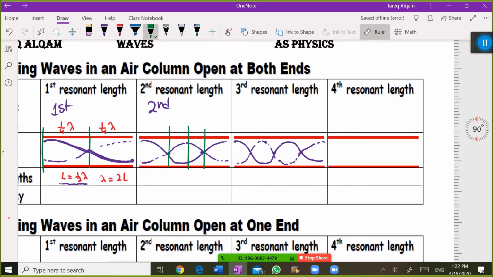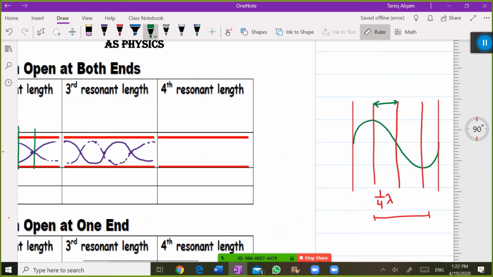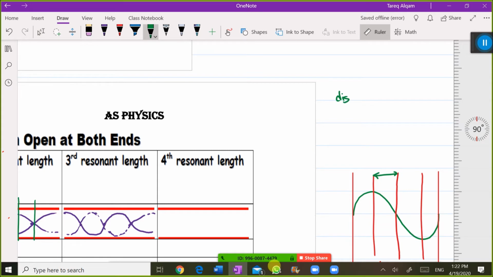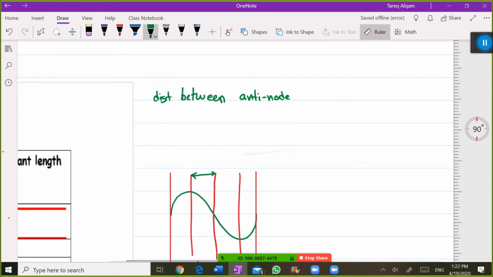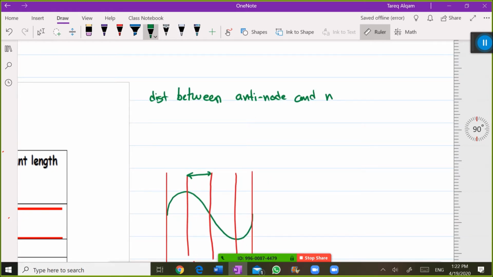Okay guys, let's take it from another point of view. I wrote a note before, guys: in the distance between antinode and node, remember please, it is a quarter wavelength. Do you remember this, guys?